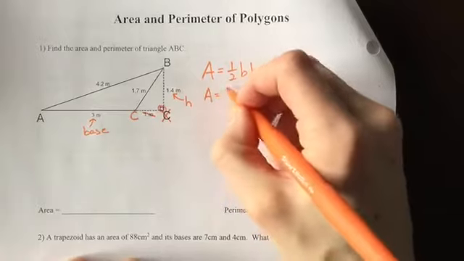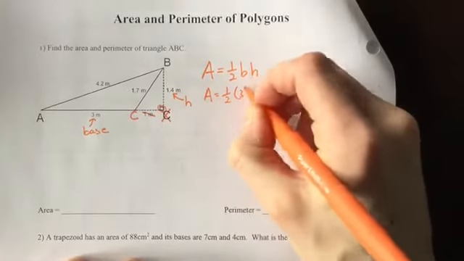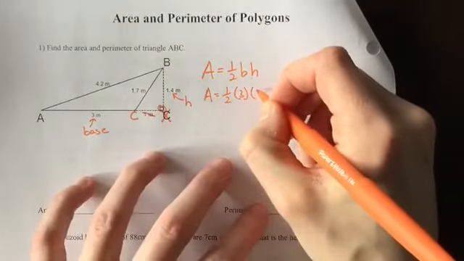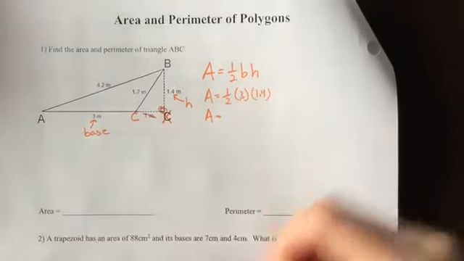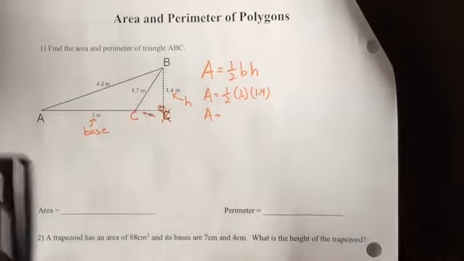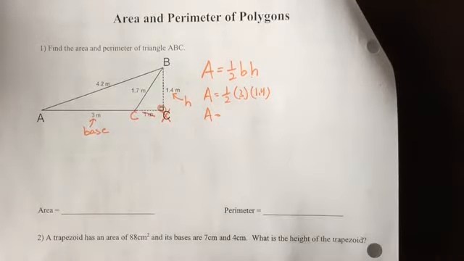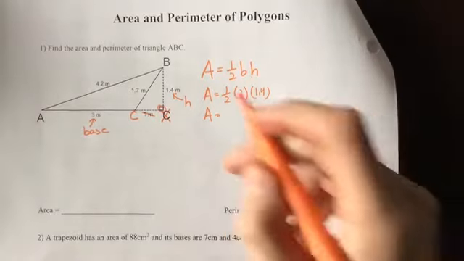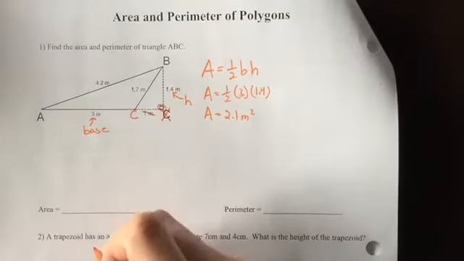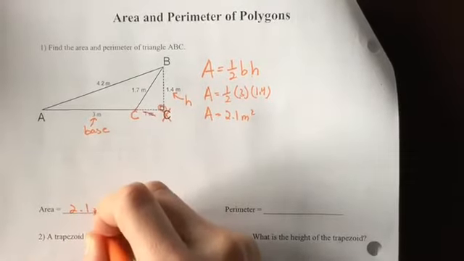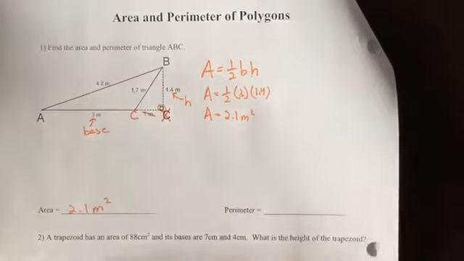So let's substitute in. Our area is 1/2, base is 3, height is 1.4. When I go to use my calculator, instead of doing the fraction 1/2, I'm just going to do its decimal, 0.5. So I'm going to do 0.5 times 3 times 1.4. We weren't given any rounding direction, so I'm just going to leave it as is, which is 2.1, and we're doing meters squared, so our area is 2.1 meters squared.